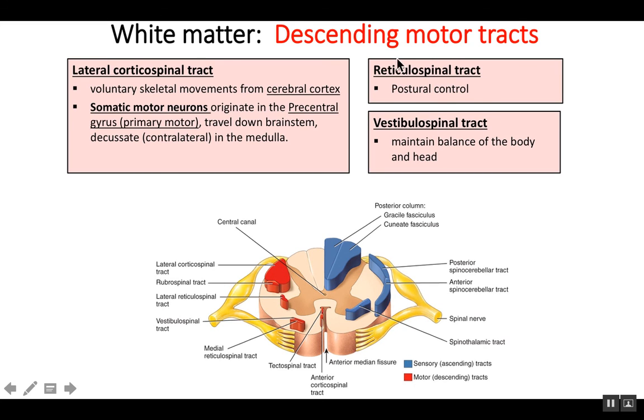There are also other motor tracts we're not going to get too much into, but notice that each of these motor tracts, the reticulospinal and vestibulospinal, the second part of the word is spinal, the first part is some part of the brain or some function of the brain. So we know at least it's a motor tract. The reticulospinal controls your posture. Vestibulospinal tract helps control balance of the body and head. But these are all motor tracts. They are descending down from the brain and then going out the spinal cord to their effector organs.